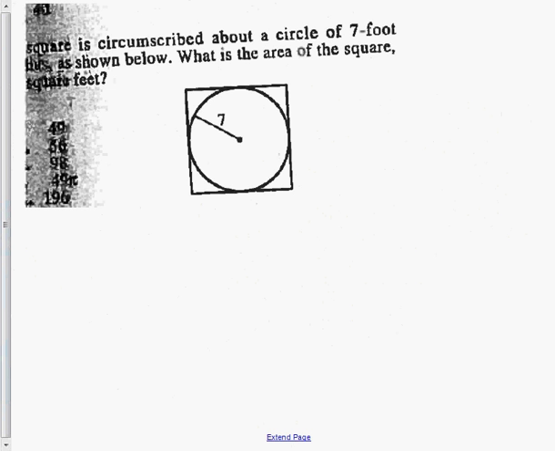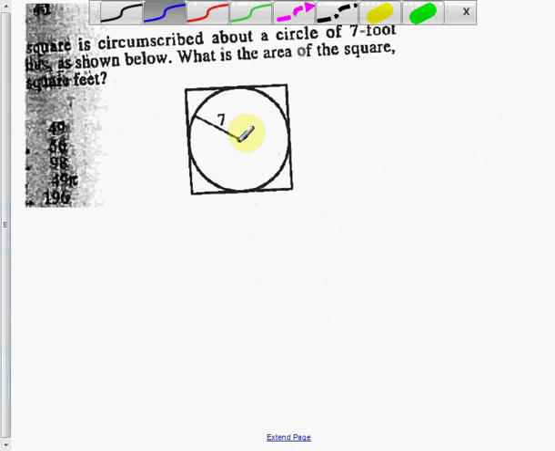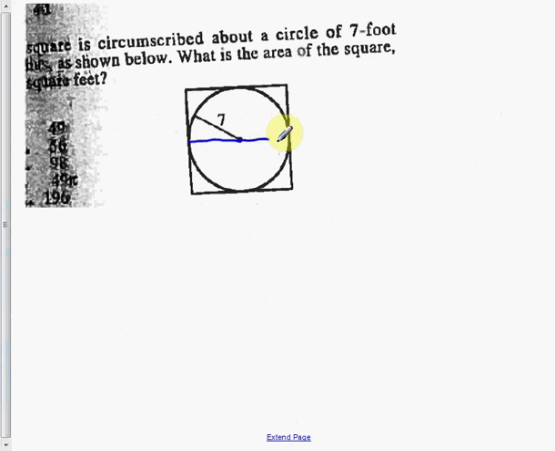The next one, if we can make this out, the good thing is we have the diagram. So we have a square circumscribed about a circle with a radius of 7 feet, as shown. What's the area of the square? Well, the good thing about the radius is that I can look at that radius this way and the radius there. So 2 times the radius would give me the diameter, which is the side of the square. So here the diameter is 14, and so the area is just 14 squared. And here that's 196 feet squared.